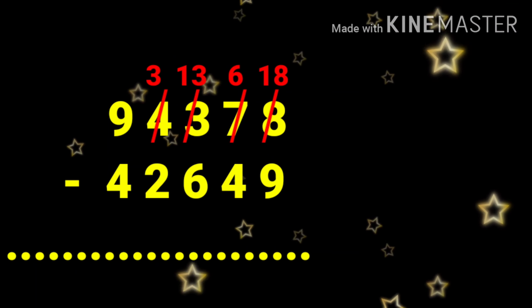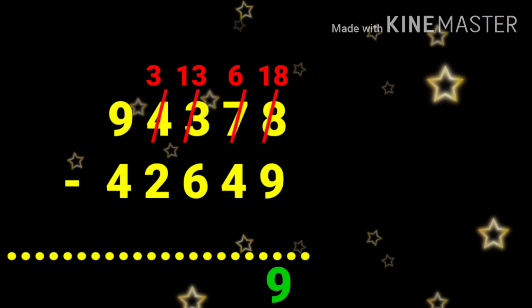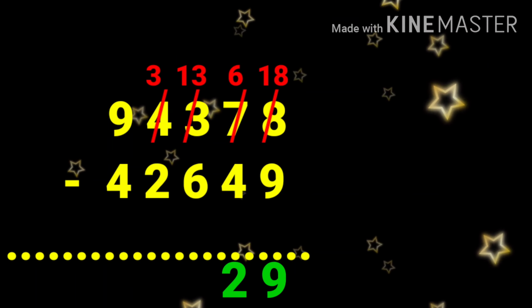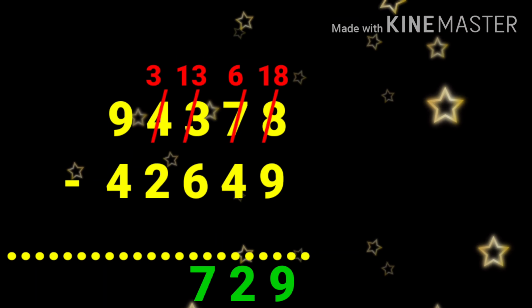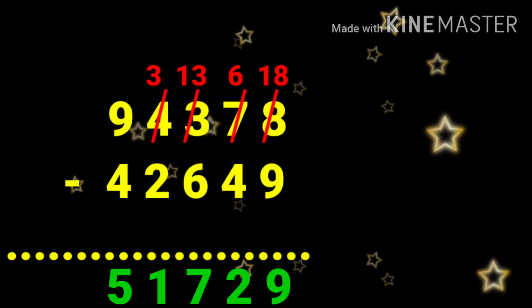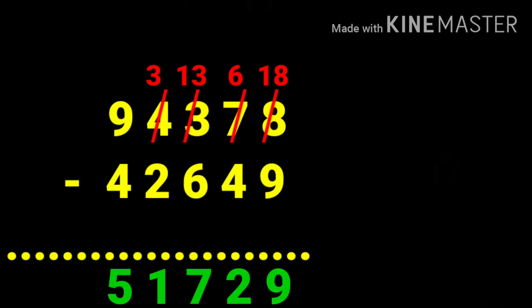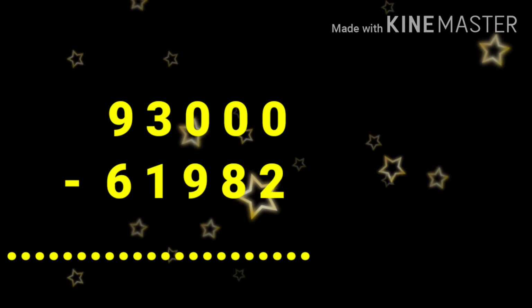Now the second step, we have to ask by which number we have to add the lower part to get the upper part. So let's start. 9 plus 9 is 18, 4 plus 2 is 6, 6 plus 7 is 13, 2 plus 1 is 3, 4 plus 5 is 9. The final answer is 51,729.